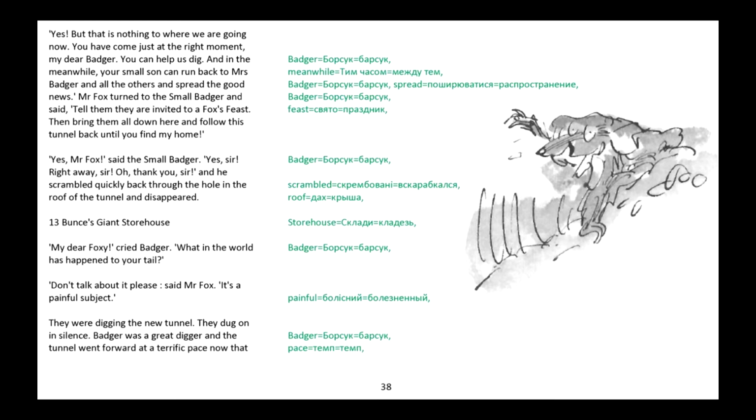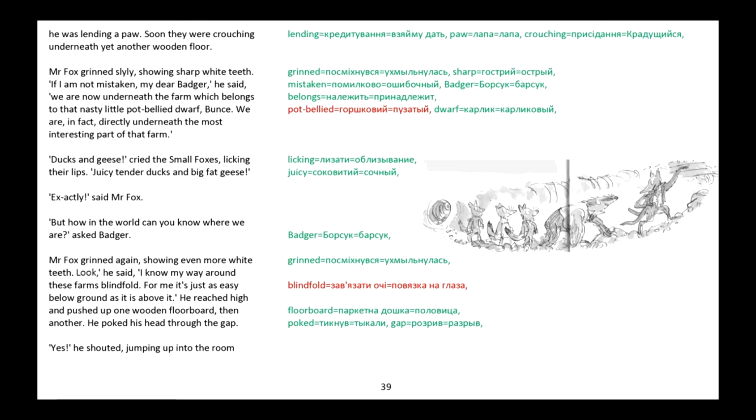They were digging the new tunnel. They dug on in silence. Badger was a great digger, and the tunnel went forward at a terrific pace. Soon they were crouching underneath yet another wooden floor. Mr. Fox grinned slyly, showing sharp white teeth. "If I am not mistaken, my dear Badger," he said, "we are now underneath the farm which belongs to that nasty little pot-bellied dwarf Bunce. We are, in fact, directly underneath the most interesting part of that farm."